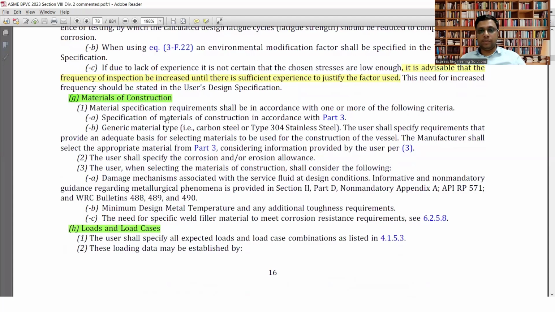Whenever we are talking about the pressure vessel, it consists of multiple components like the shell, dish ends, nozzles, flanges, tubes, pipes, then supports. So what are the different materials that need to be chosen for those? All that information needs to be specified under material of construction.